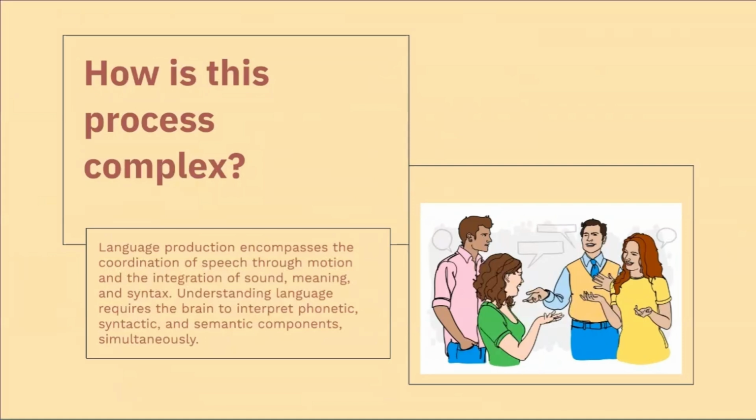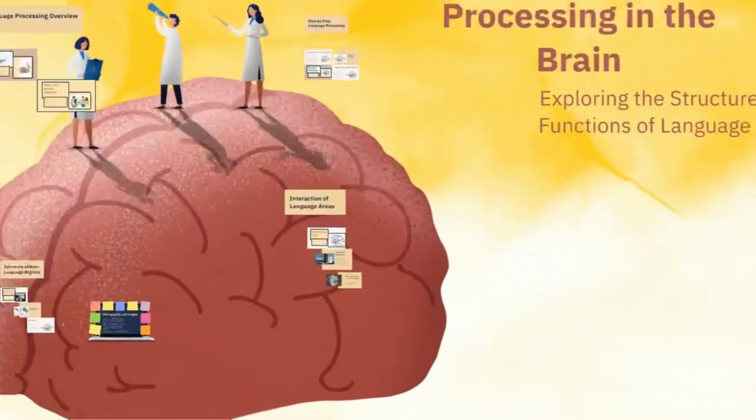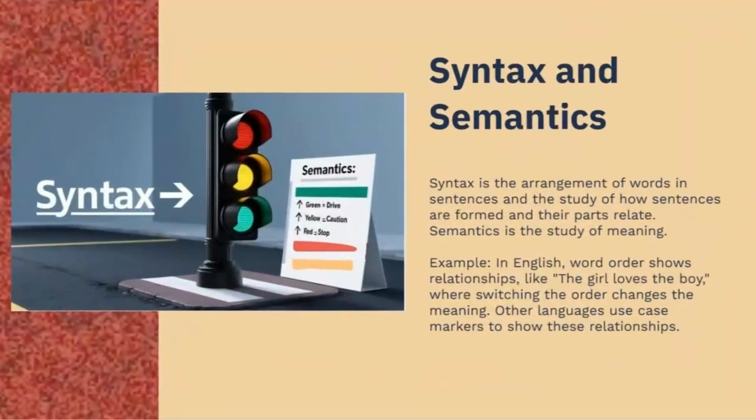When we talk, our brain is juggling a bunch of tasks at once: moving our mouth to speak, making sounds that make sense, and putting words together into sentences that don't sound weird. On the flip side, when we hear someone, our brain breaks down all the sounds, grammar, and meaning at the same time. But before we move on, I want to briefly focus on what syntax and what semantics is.